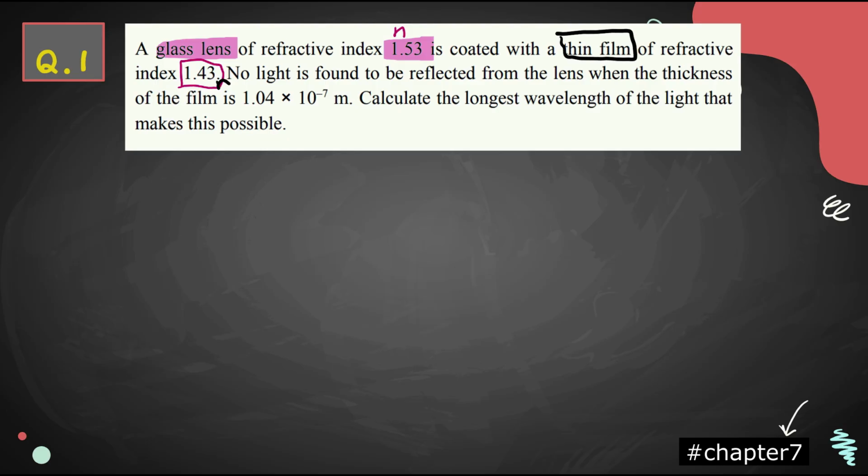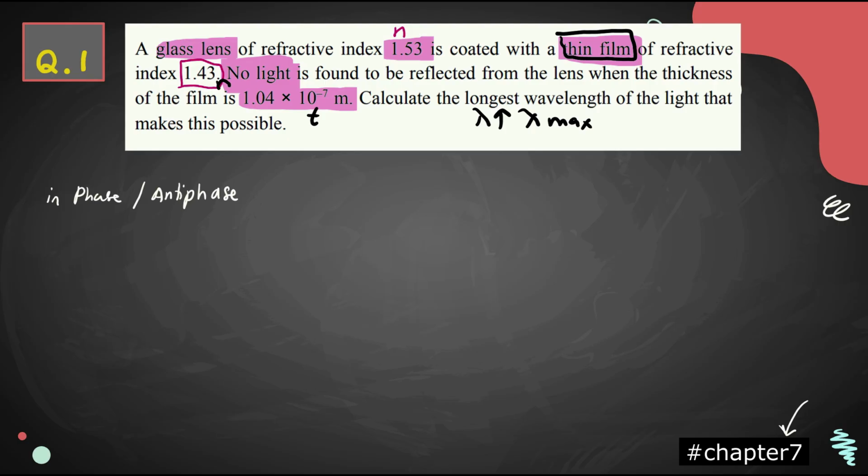Okay, and for the thin film, no light is found to be reflected from the lens with the thickness of, so this is the thickness. Calculate the longest wavelength, or highest wavelength, or maximum wavelength of the light that makes this possible. So basically, this is the case of thin film. For the thin film we have either the case of in phase or the case of antiphase. Then we need to identify which case this is.